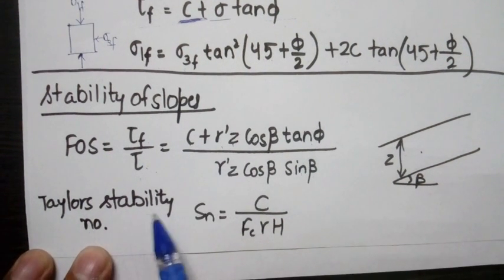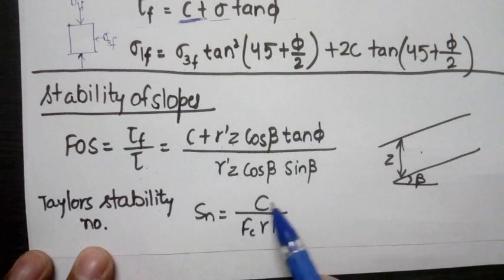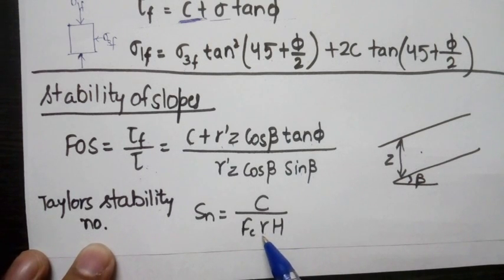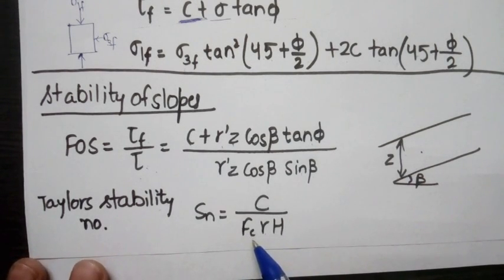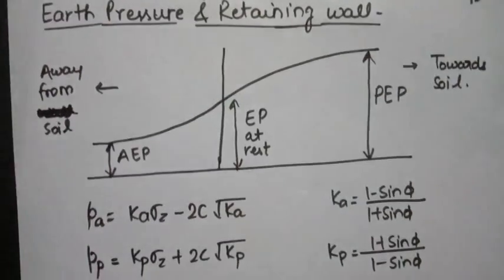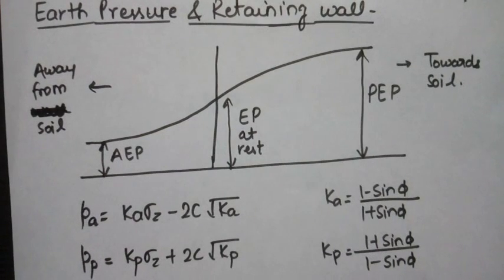Next is Taylor's stability number Sn. This is the ratio of cohesive strength upon Fc gamma H. H is the thickness of the soil layer, gamma is the unit weight, and Fc is the factor of safety with respect to cohesion. Next topic, which is the last topic I think in soil mechanics, that is earth pressure and retaining wall.